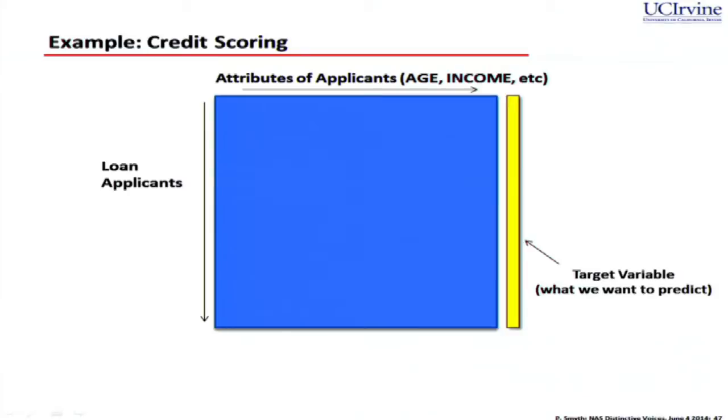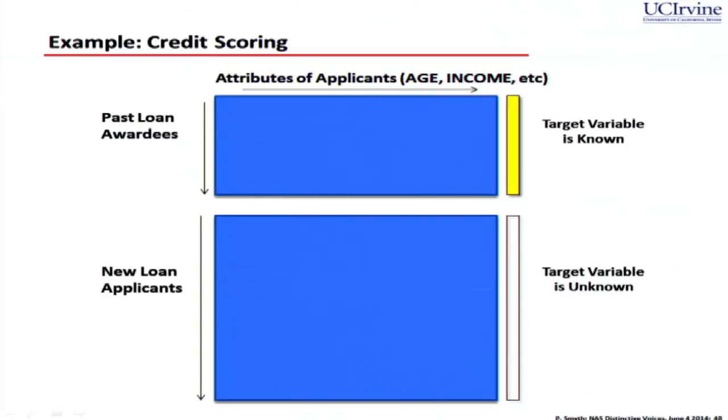Did they pay back the loan? Did they not pay back the loan? Furthermore, we can extend this matrix idea by saying, really, we have old data that we know the outcome of, but where we want to use this is on the new data where we don't know the outcome. So imagine we have next month's worth of loan applicants, but we don't know in the future whether they're going to pay back the loan or not.